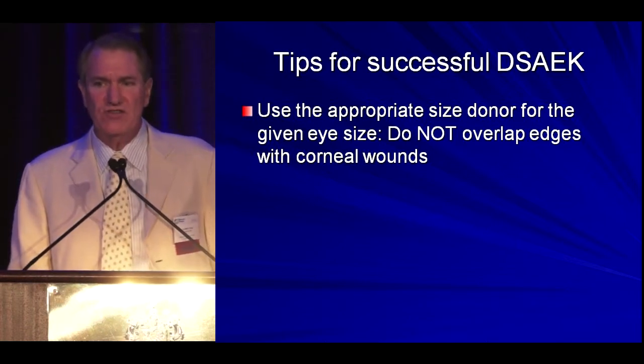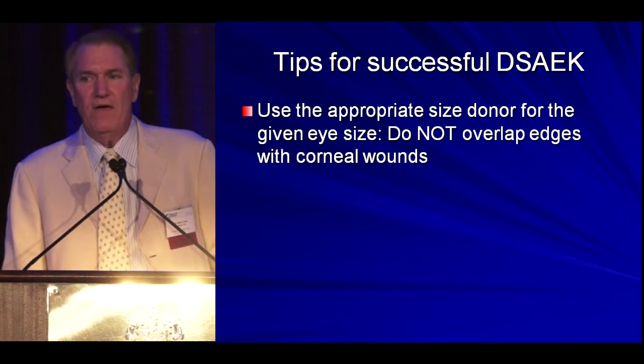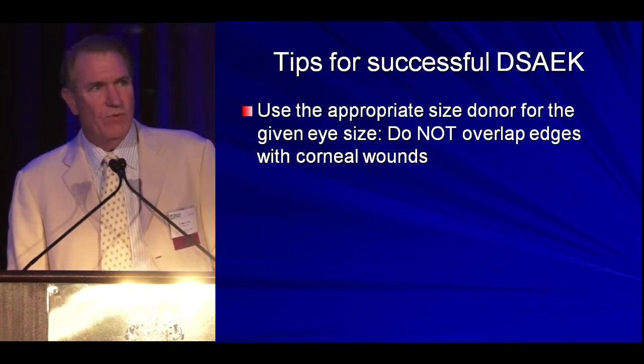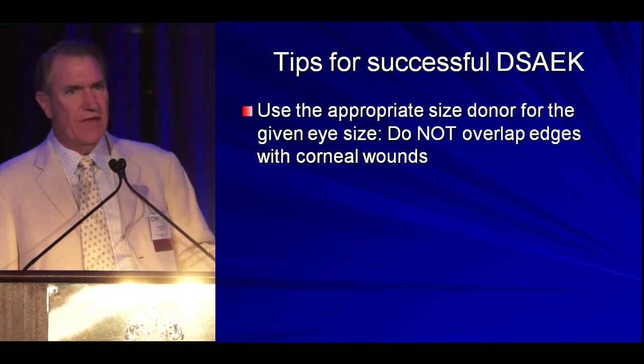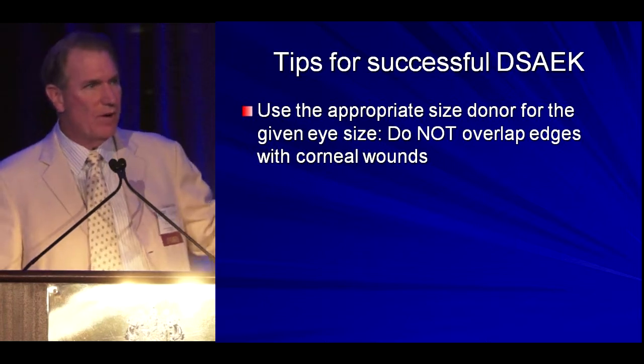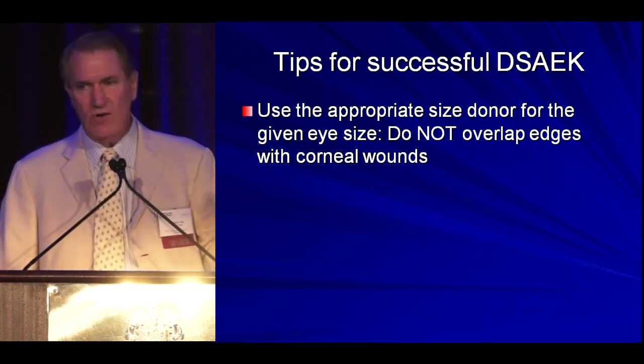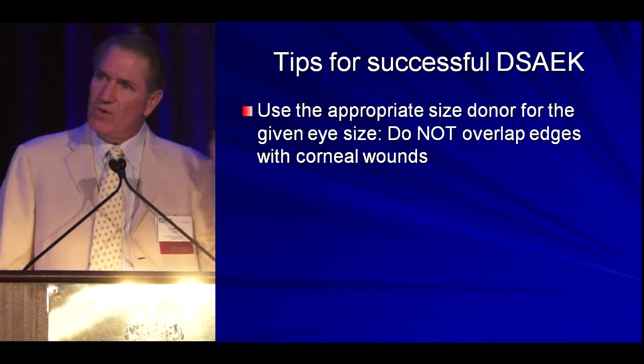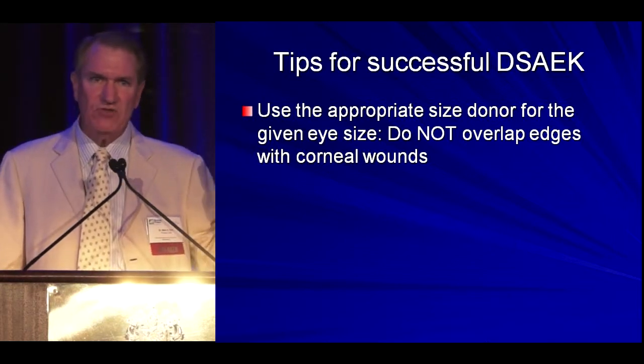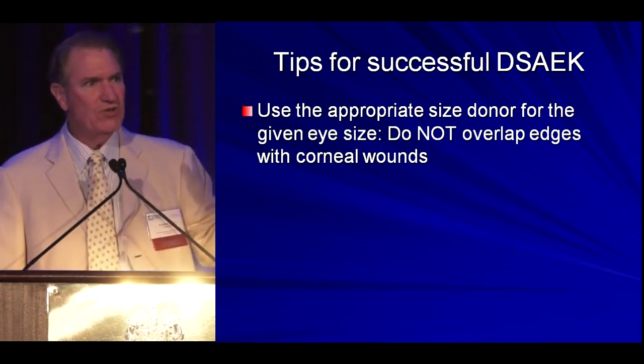So use the appropriate size donor for the given eye size as well. Do not overlap edges with the corneal wounds. One of the reasons why tissues will dislocate is if the edge of the graft is overlying your paracentesis site, or it's overlying your main wound. When you make those incisions, they hydrate the posterior stroma, thicken it up, and that pushes your edge down.